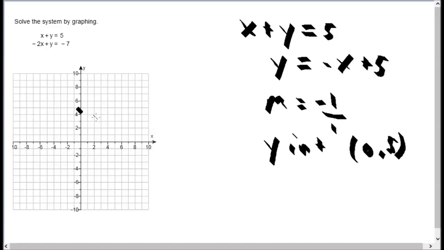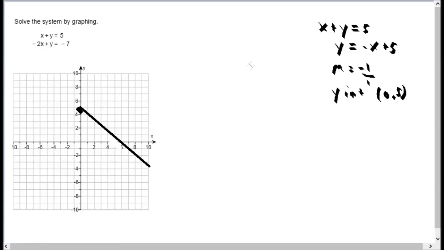And then we can go down 1, over 1, down 1, over 1, and so we end up getting a line that pretty much is going to match up like this. Let me go ahead and put that in there. Okay, and then let's go ahead and take a look at this other equation right here. We have minus 2x plus y is equal to negative 7.